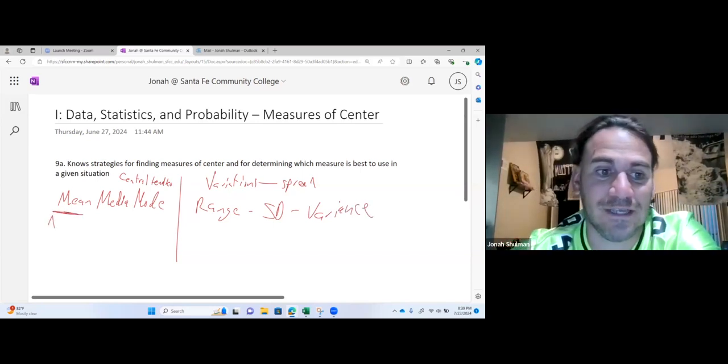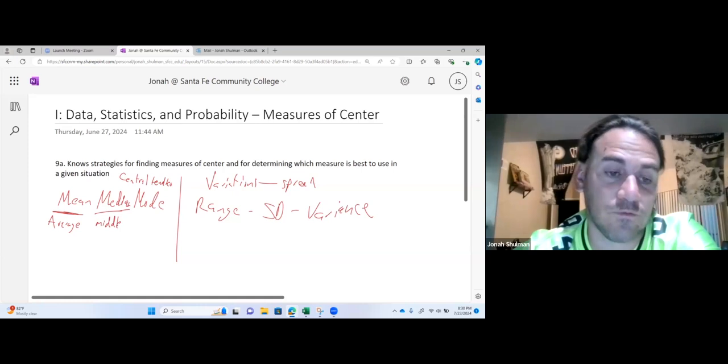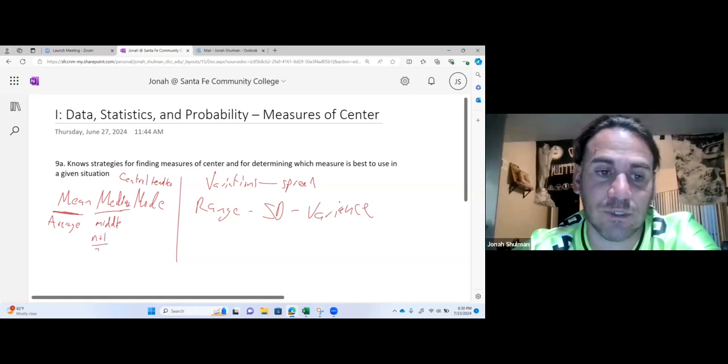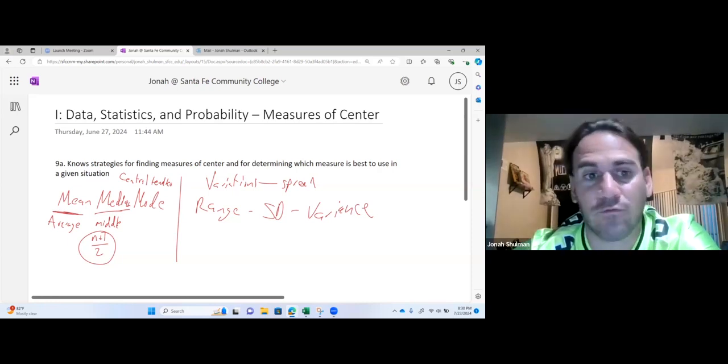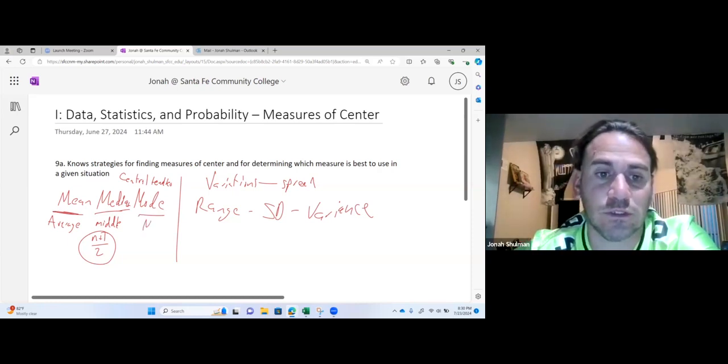What is mean? It's the average. What is median? It's the middle. And there's a little formula for it. It's always n plus 1 divided by 2. That'll tell you that middle term, so you don't have to just cross out from your numbers. And the mode is the most frequent.